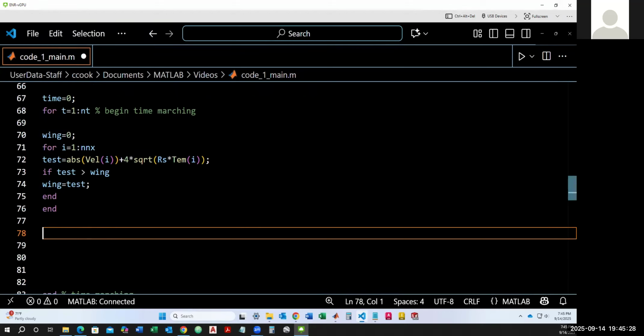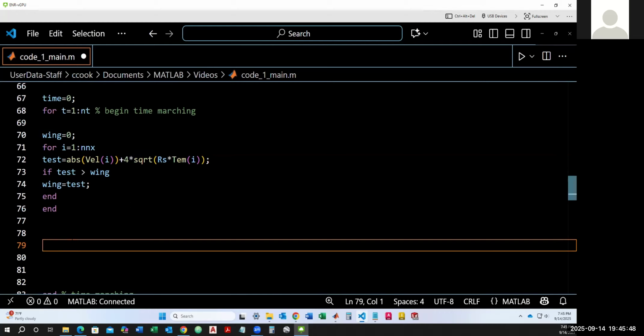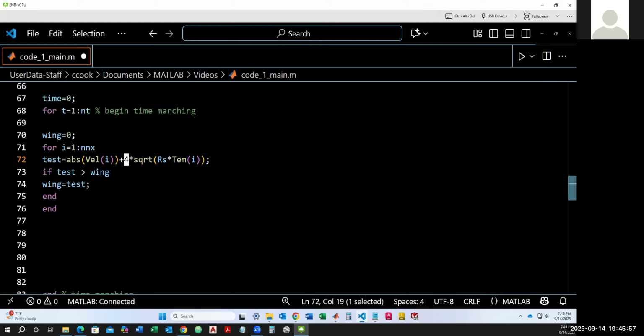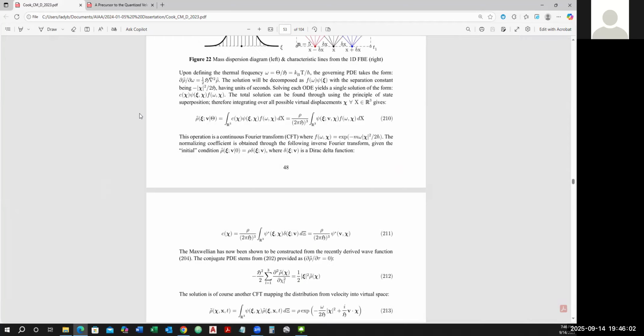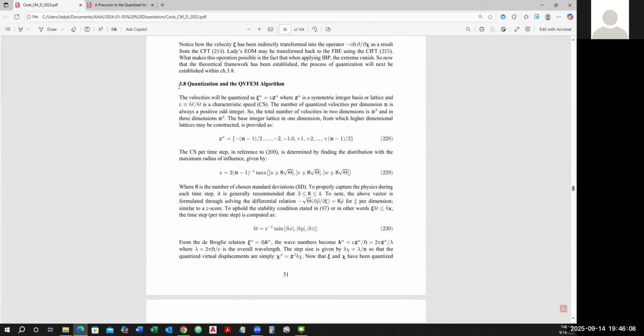Okay, so the velocity distribution function that we're using is the Maxwellian, which is a Gaussian. So at least this right here, the square root of the specific gas constant times the temperature, that is the standard deviation. I'm going to use 4 standard deviations. So we stick with my dissertation. The quantization procedure is in section 3.8.